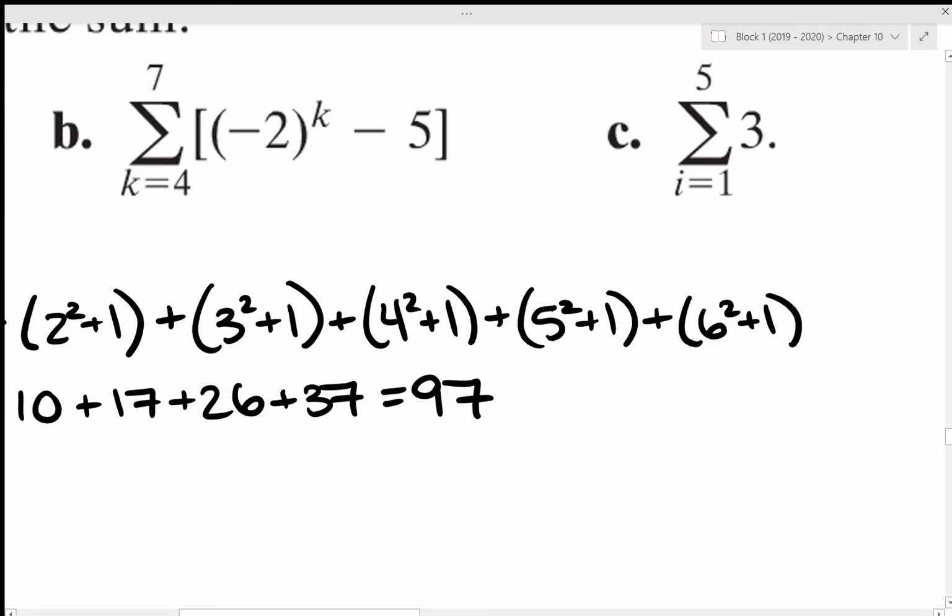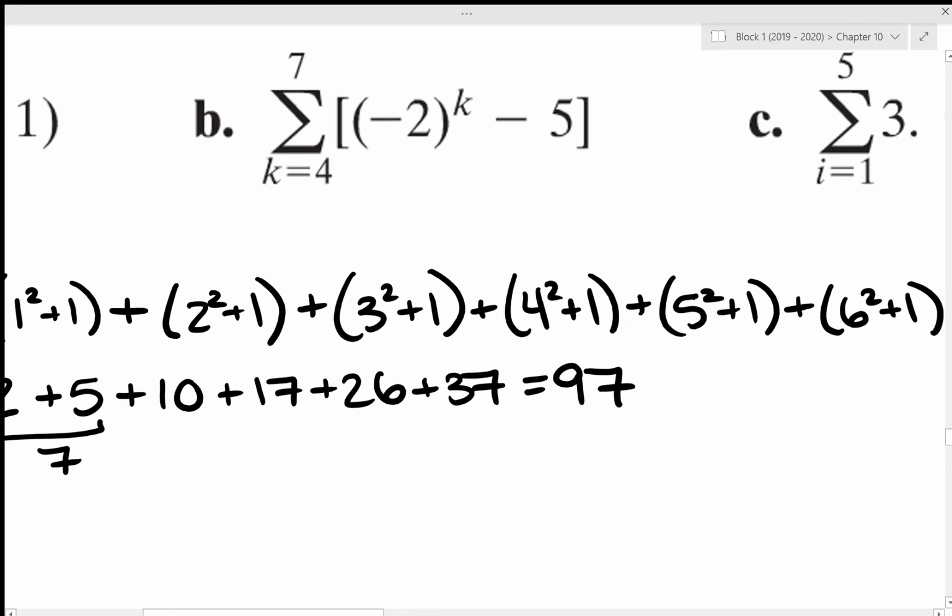All right, now B. I've got to do the same thing, just my lower limit now is 4. My upper limit is 7, so I'm going to plug in 4, 5, 6, 7. And then I'm going to do negative 2 to that number power, then minus 5.